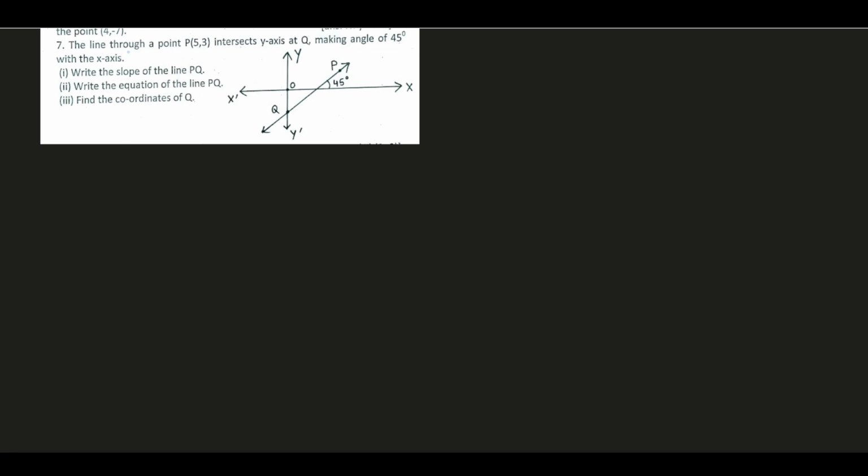Let's read the question first. The line through a point 5, comma 3. So in this diagram, we can clearly see that this point, let me mark with a darker pen. Yeah, this point P, it is 5, comma 3, right?